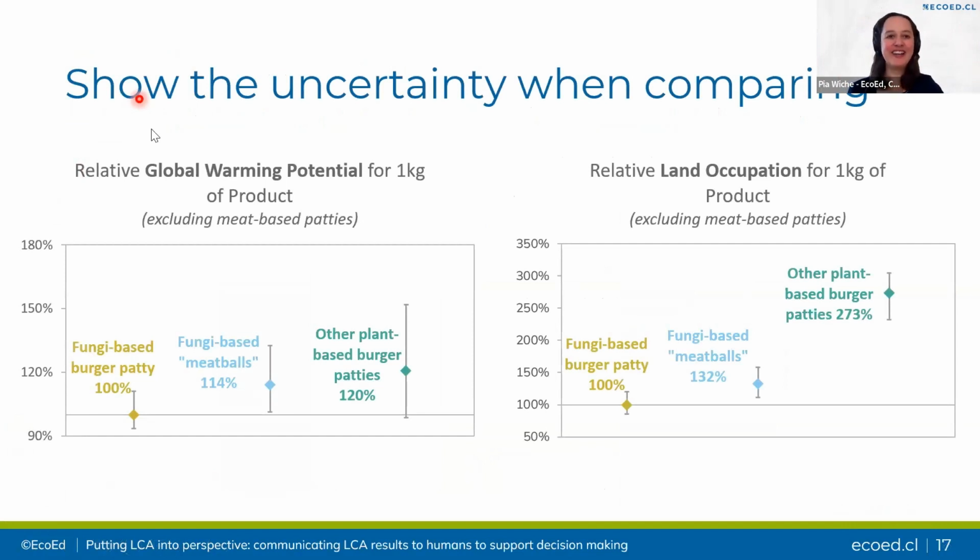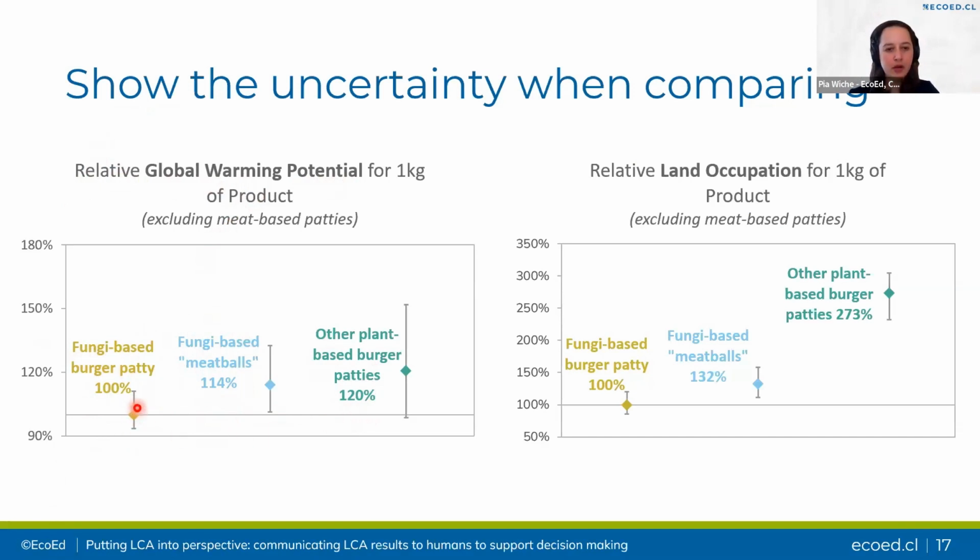Another thing that we do a little bit differently is using uncertainty a lot. We started this presentation already showing what the minimum and maximum values would be with the uncertainty, and we report on that. But we also use it for making comparisons. So let's look first at the relative global warming potential for 1 kilo of product. We have a fungi-based burger patty and fungi-based meatballs, which were the products that we were analyzing. And these are other plant-based burger patties.